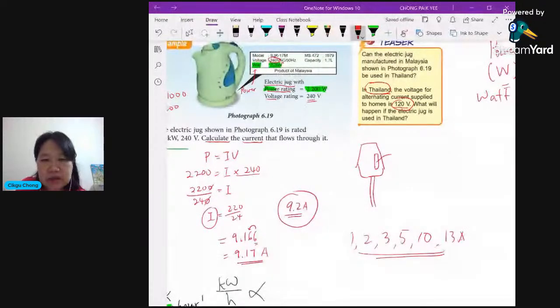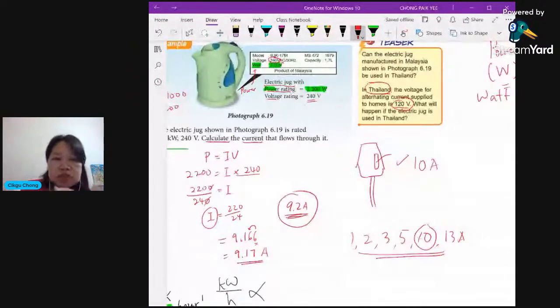Okay, Stella, you have an answer. Yes, 10 is correct. Good. 10 ampere, yes. You need to take something a little bit higher than what you need. The current that is needed to boil your water is 9.2. But if you put anything lower, the current cannot pass through. Let's say 9.2 current passes through, it already breaks the circuit.